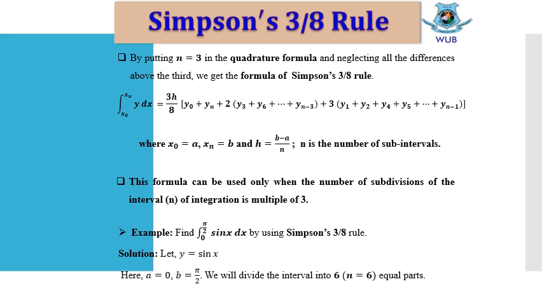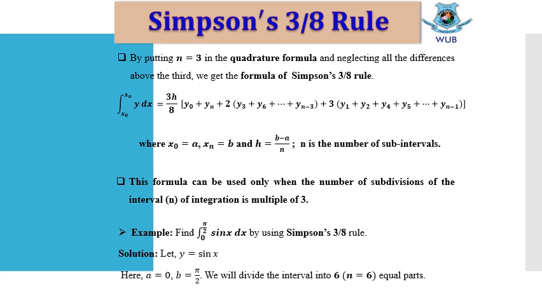The equation given here is the integral of y, which is the function f(x) dx, from x0 to xn. And the equation is 3h/8 times [y0 + yn + 2(y3 + y6 + ... up to yn-3) + 3(y1 + y2 + y4 + ... up to yn-1)].